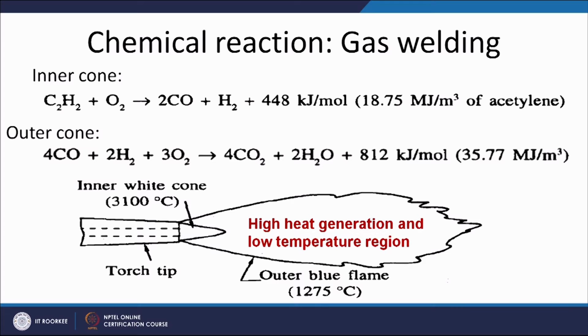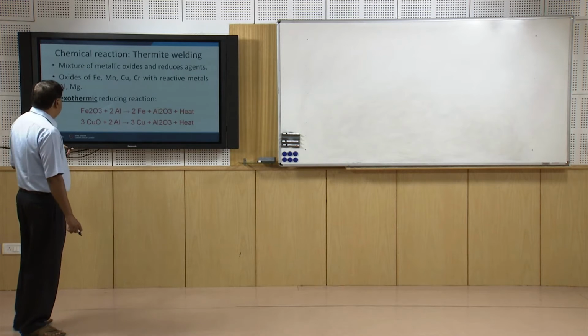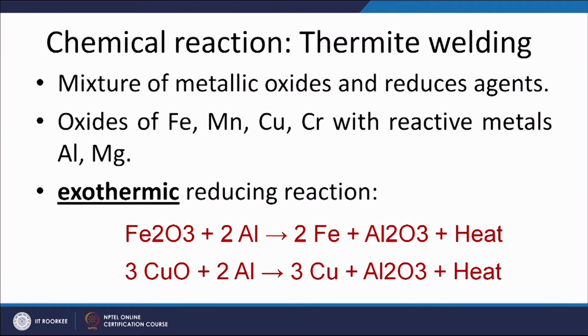of about 3100 degrees centigrade, while the outside region generates a lot of heat as compared to the inner cone, but since it is exposed to the atmosphere and the surface area of this flame is also very large, despite the generation of more heat in this zone, the temperature is low and it offers the blue outer flame on the outside. In the chemical reactions involved in thermite welding, they use metallic oxides and reducing agents in the form of, say, magnesium and aluminum, and these oxides of, say, iron, manganese, copper, chromium, etc., react with reactive metals like aluminum and magnesium.